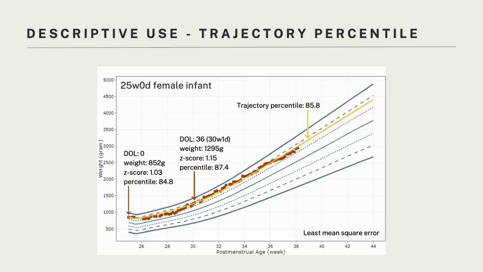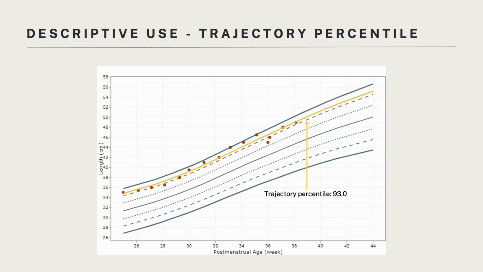Because we know the trajectory of female infants born at 25 weeks, we can draw any trajectory percentile curve based on the mean and the standard deviation for each day of life. We could find a regression trajectory curve that best summarizes the growth. In this case, it is the trajectory at 85.8 if we use least mean squared error. The trajectory percentile is useful because it allows us to visually inspect growth trajectory and can detect measurement errors visually.